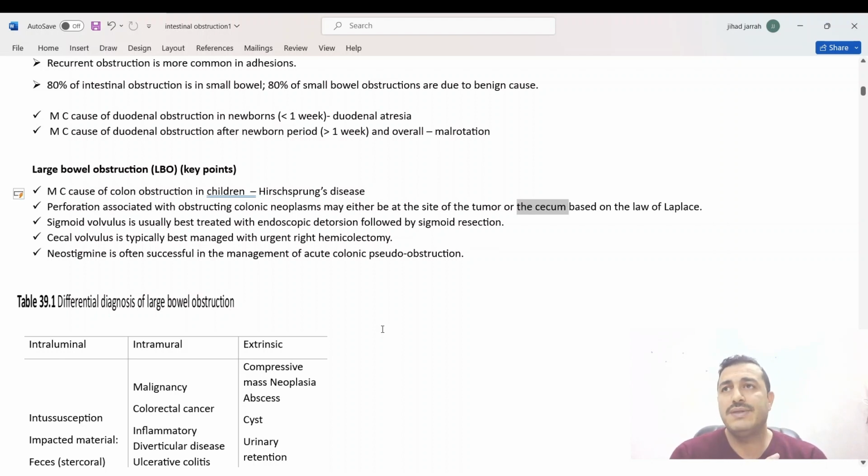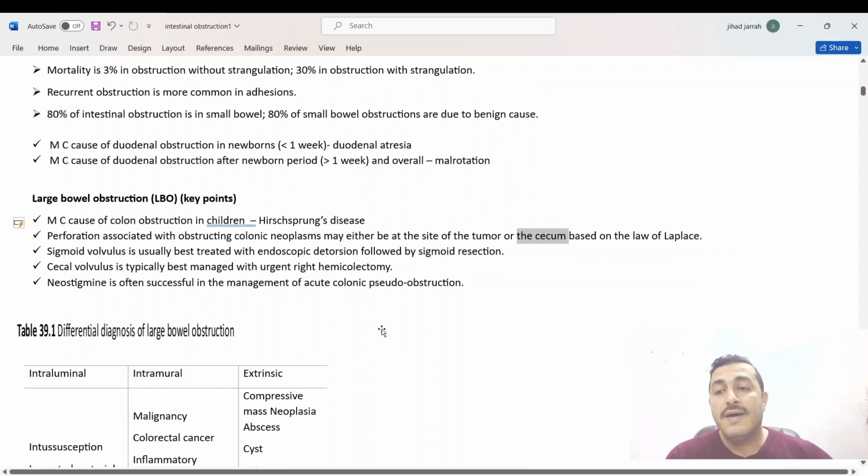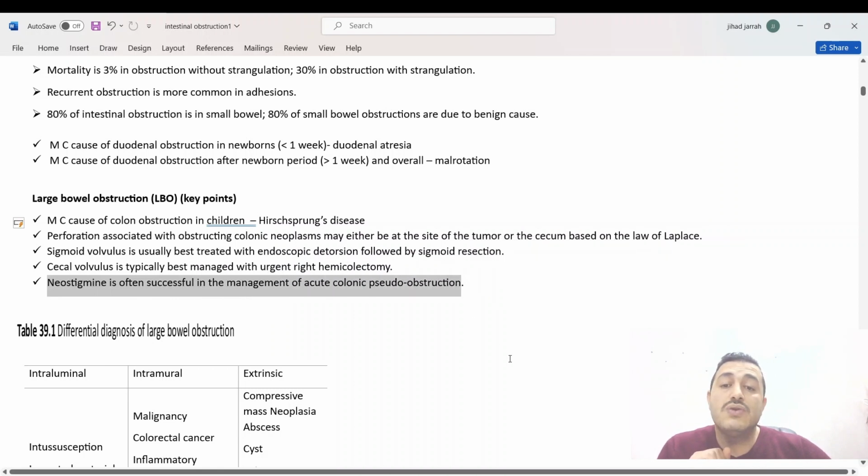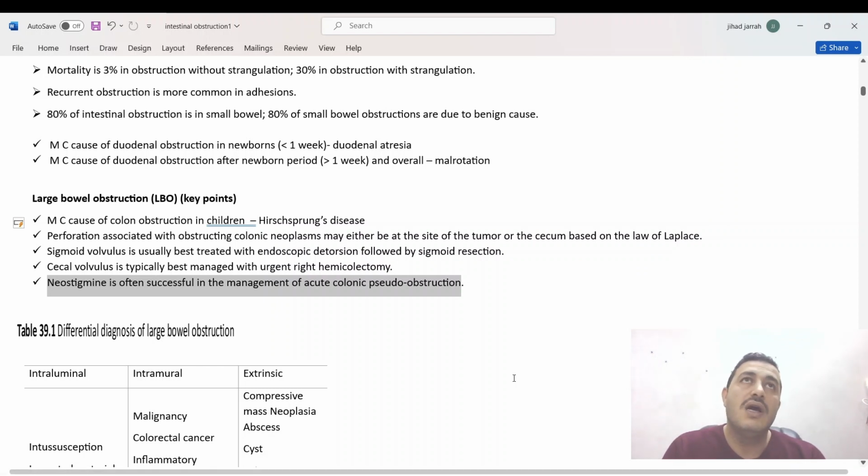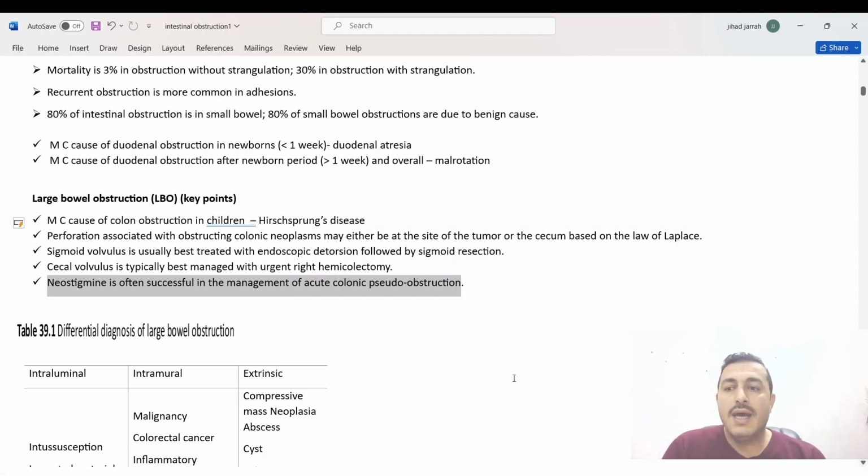It's tolerated better. It's actually cecal volvulus more likely in the young, so the recurrence rate over a lifetime is high, so it's best to treat it with right hemicolectomy. Okay, neostigmine is often successful in the management of acute colonic pseudo-obstruction. Sometimes they call it Ogilvie syndrome, and neostigmine helps us in understanding the pathophysiology of pseudo-obstructions, as we will see in the next few minutes.